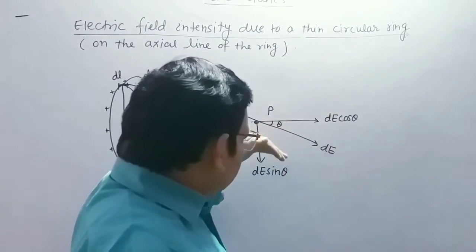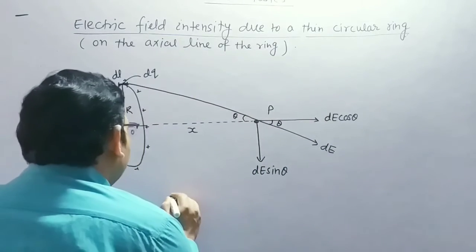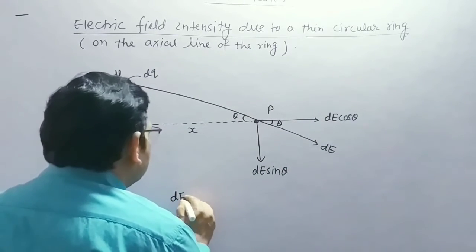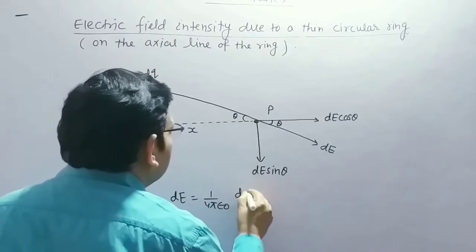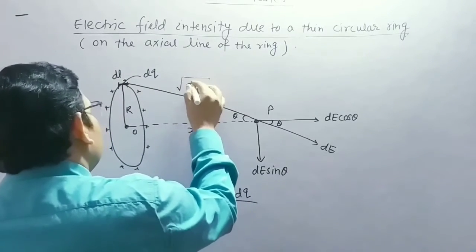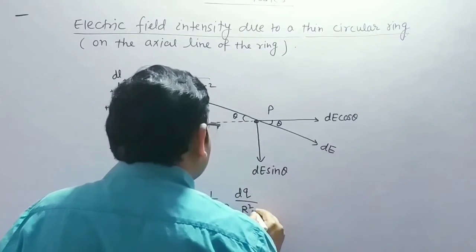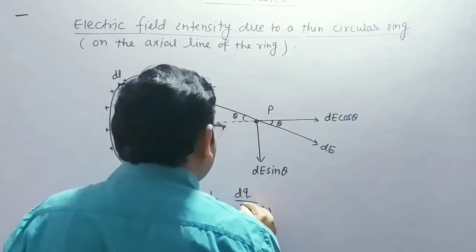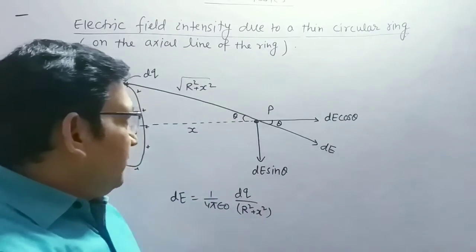Now we are resolving the field into two components, dE cos theta and dE sin theta, and one can write down dE is equal to 1 by 4 pi epsilon into dq over the distance squared, where the distance is root under r square plus x square. So the expression becomes dq over r square plus x square. So this is the electric field intensity at P.